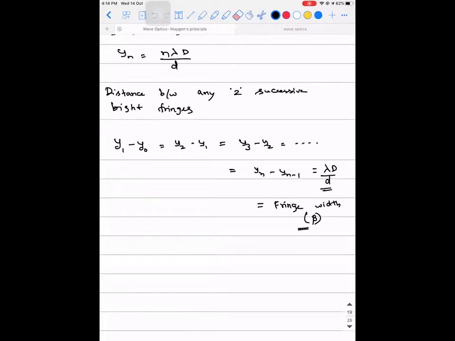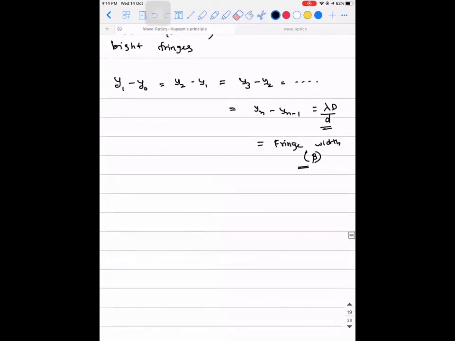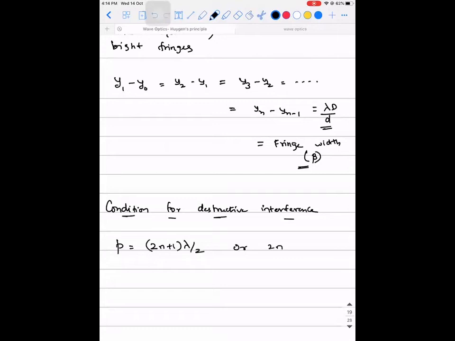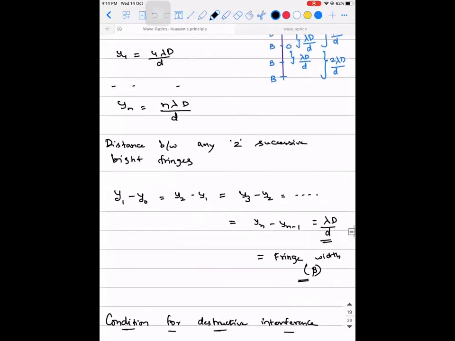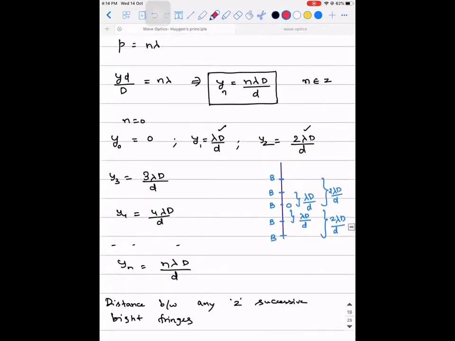Now listen. Condition for destructive interference, guys. So path difference should be what? 2n plus 1 lambda by 2 or 2n minus 1 lambda by 2, right? I told you both are same. But you should know how to use them. You use any of them, you'll get the same answer. But concentrate on the part which I'm trying to tell you.